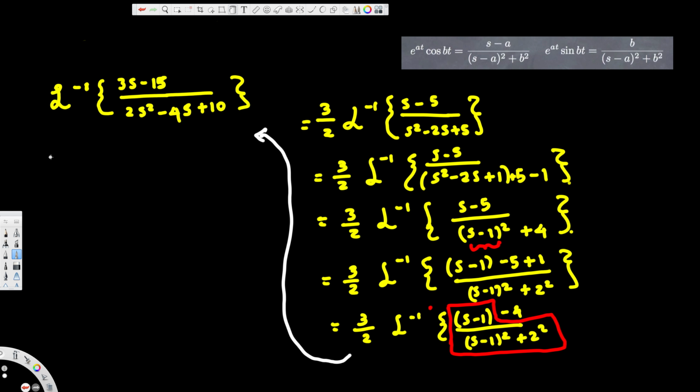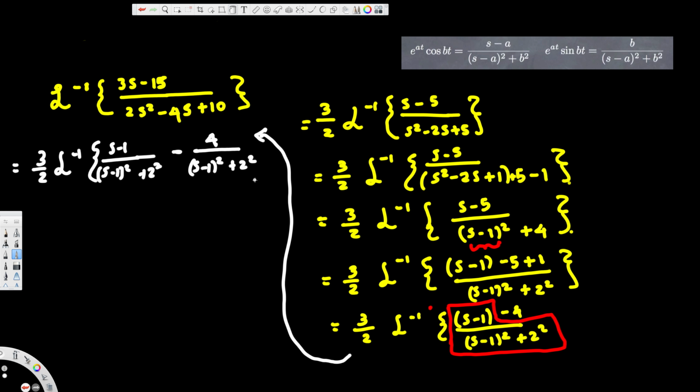Okay, here we are going to have 3 over 2 and then inverse, and after that we are going to have this (s minus 1) over (s minus 1) square plus 2 square. Now I am separating this negative 4, so negative 4 is going to come here, and then we are going to have the same denominator, (s minus 1) square plus 2 square.